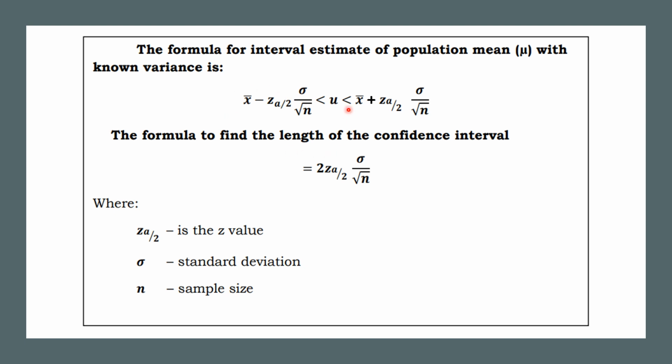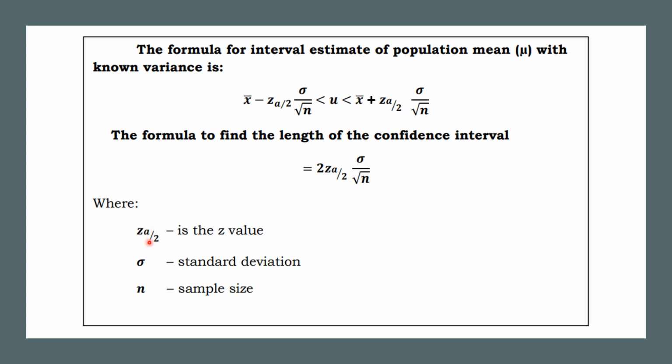So on the left side, this is the value for the lower confidence limit. And then here on the right side is the value for the upper confidence limit. And then here we have the formula to find the length of the confidence interval. Okay, for us to find it, we're not going to subtract, but instead we have to use the formula 2 times z sub alpha over 2 times standard deviation all over square root of n, wherein z sub alpha over 2 is the z value.